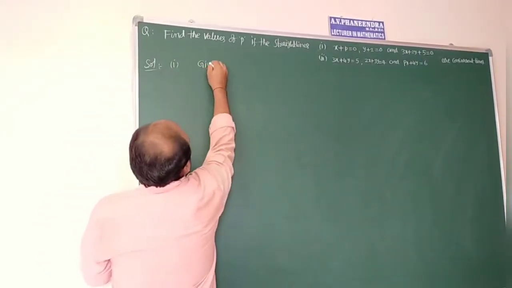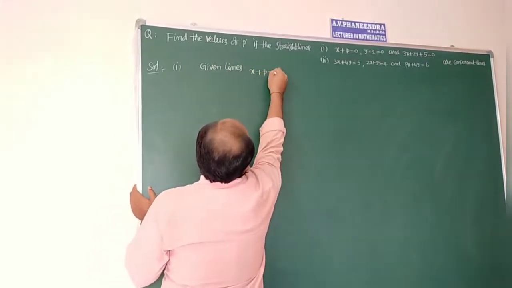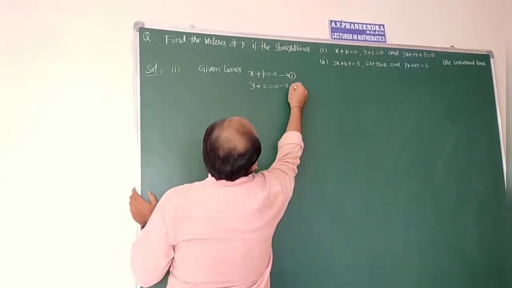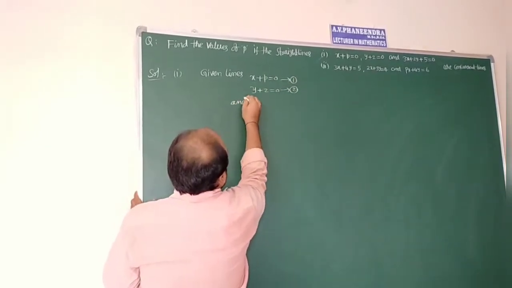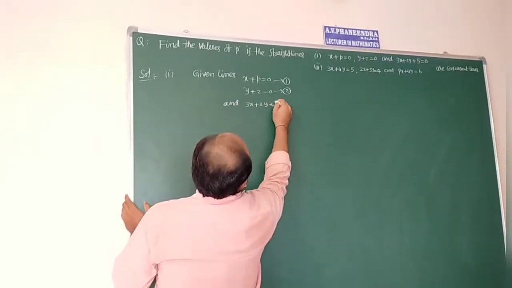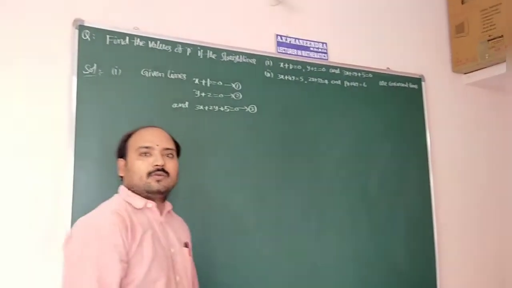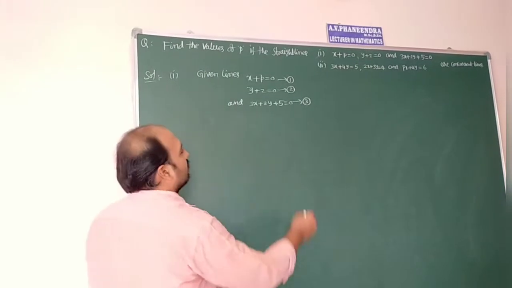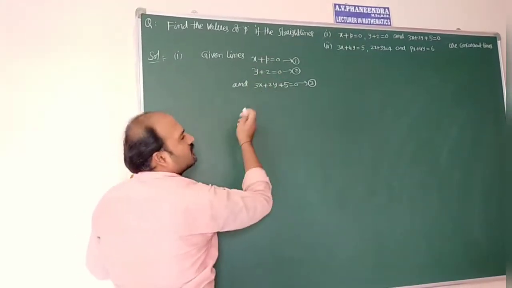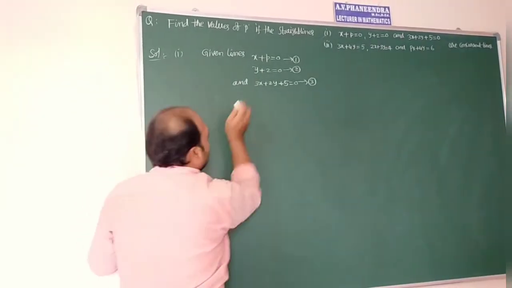Solution for the first. Given lines x plus p equal to 0, y plus 2 equal to 0, and 3x plus 2y plus 5 equal to 0, equation number 3. After that, solving the first two equations, if you observe, they are simple equations. One line is parallel to the x-axis, another line is parallel to the y-axis.